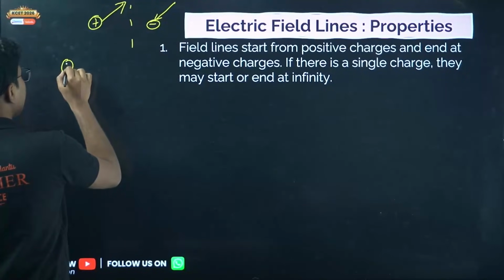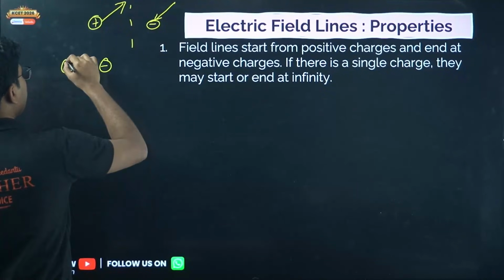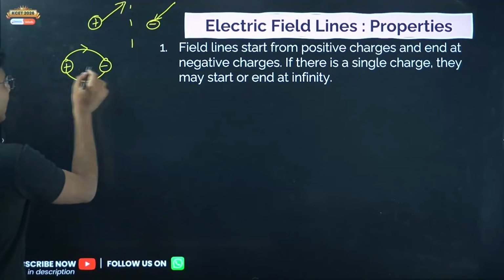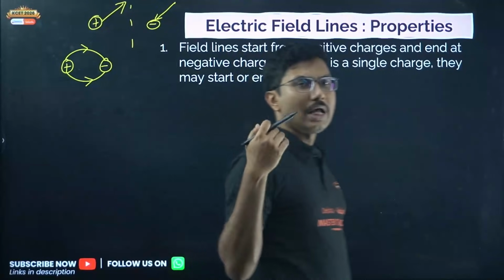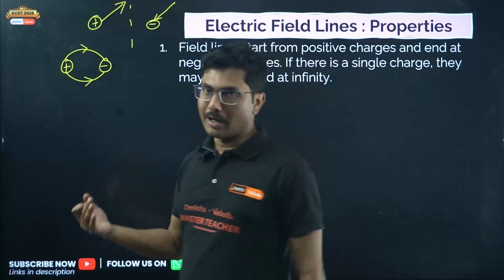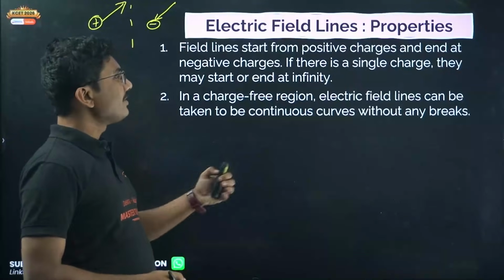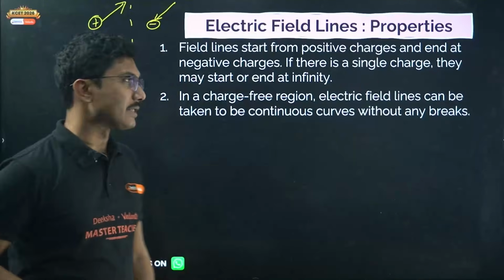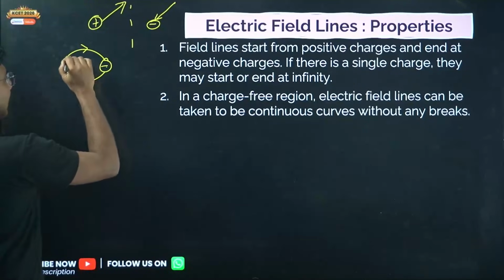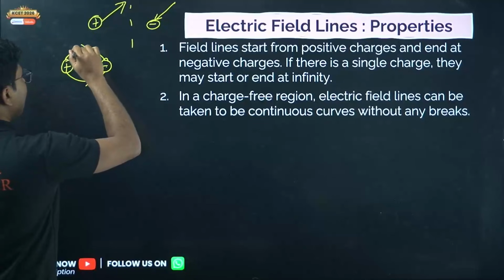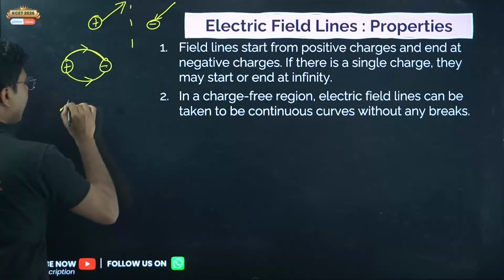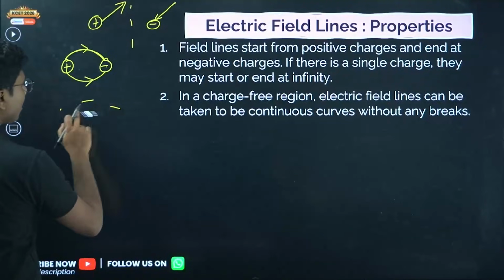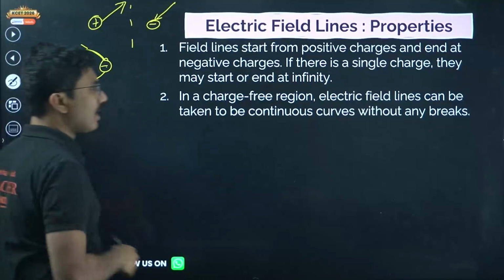But if we have a positive charge and a negative charge, electric field lines will always start from positive and will always end at negative. It will never come in the opposite direction. Electric field lines are only one directional. It is not bidirectional. In a charge-free region, electric field lines can be taken to be continuous curves without any breaks. So as you can see, between positive and negative, there are no other charges present. So electric field lines are like this, continuous curves. It's not like this. This is not the way to draw electric field lines. Electric field lines have to be continuous curves in the charge-free region.